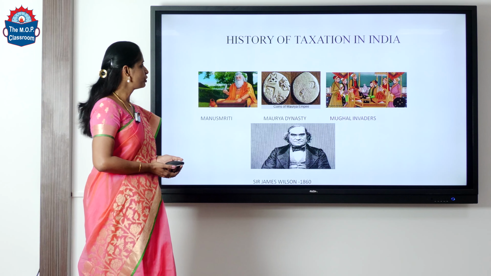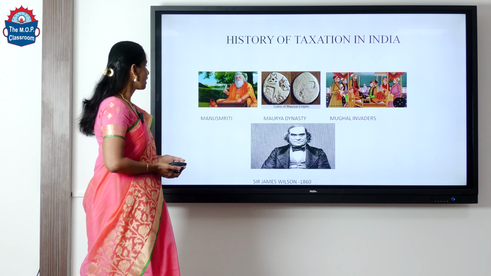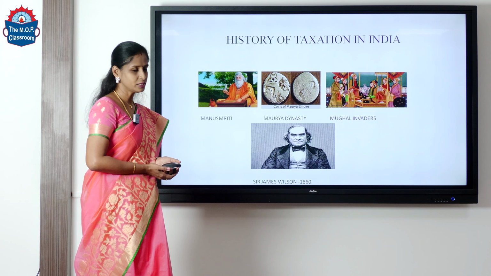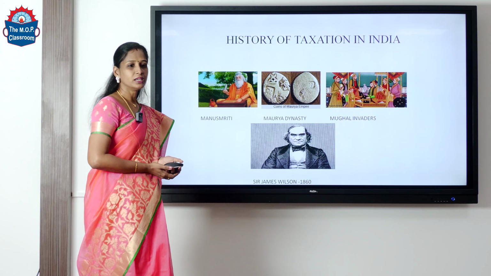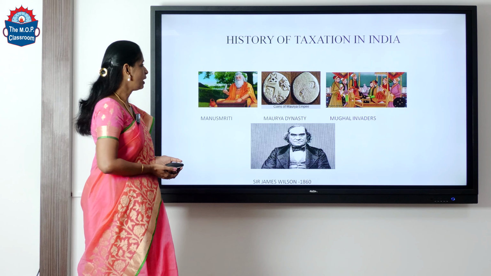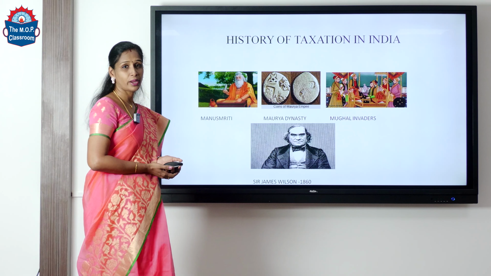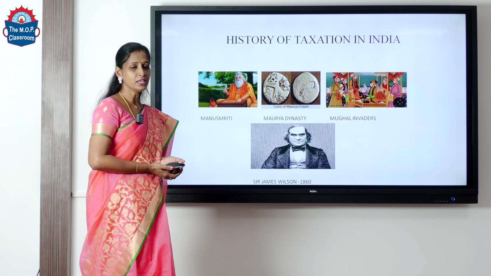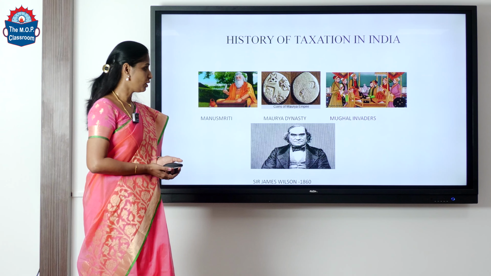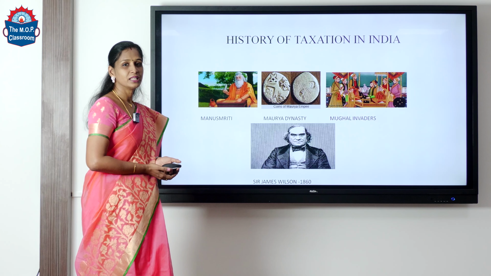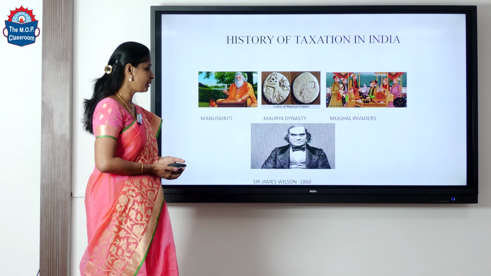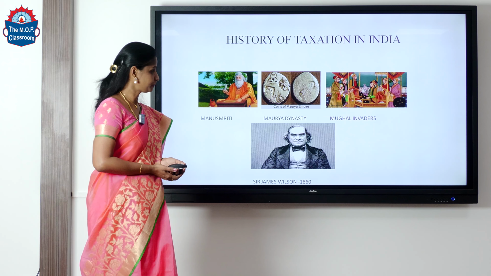Now a small introduction to the history of taxation in India. Even in the ancient literature of Manusmriti, the concept of tax is discussed. In the Maurya dynasty, the high-class people used to pay 1/6 of their income in the form of taxation. Following that, when the Mughals invaded India, they had a different style of taxing. They taxed all the non-Islamic people. Followed by that, the current formal taxation system that we are using now was introduced in India by Sir James Wilson in the year 1860.